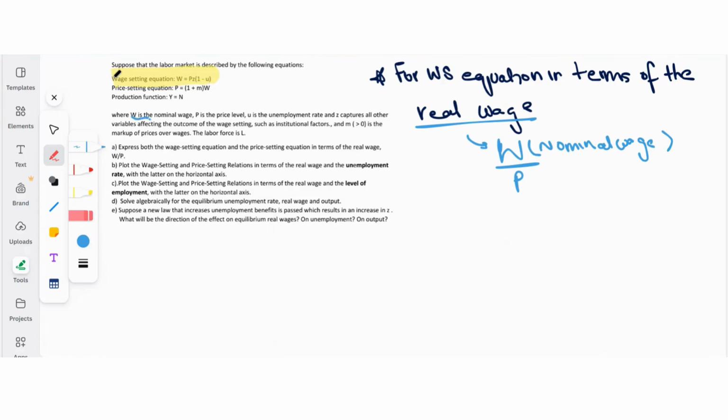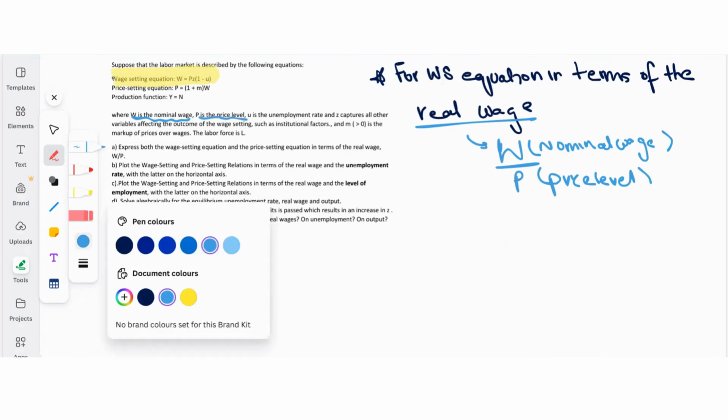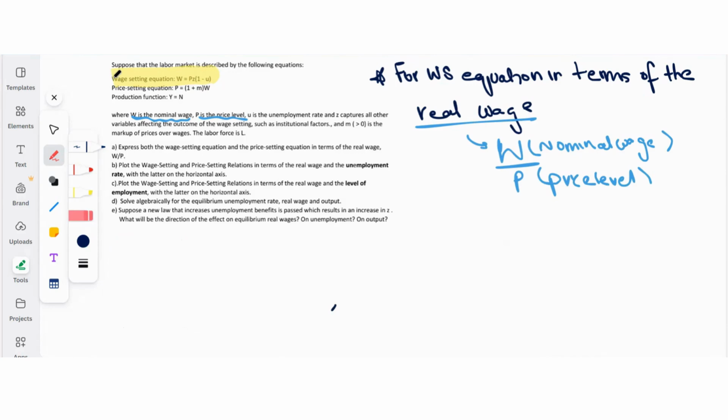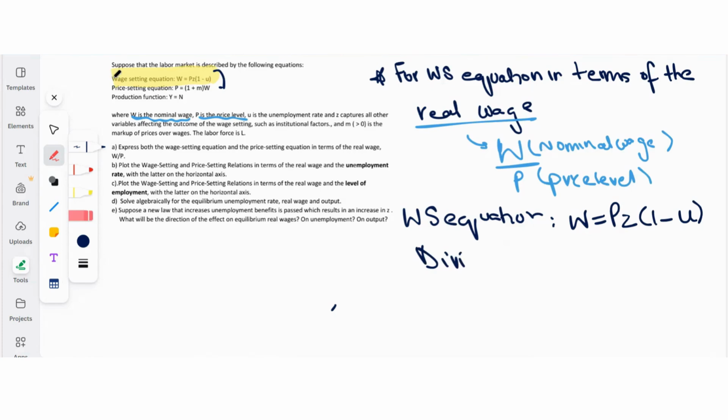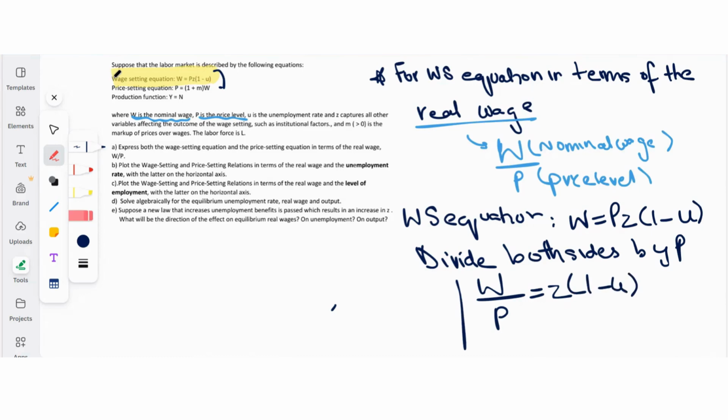We're told over here also that W is the nominal wage and P is the price level, as we know. Okay, so for the WS equation in terms of the real wage, we know what the WS equation is, like we can see over here. It's given to us as W is equal to P times Z times (1 minus U). So what we're going to do is divide both sides by P. Then we get W by P is equal to Z times (1 minus U). Right, this is our wage setting equation in terms of the real wage.